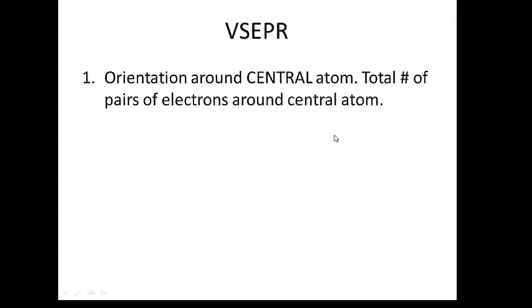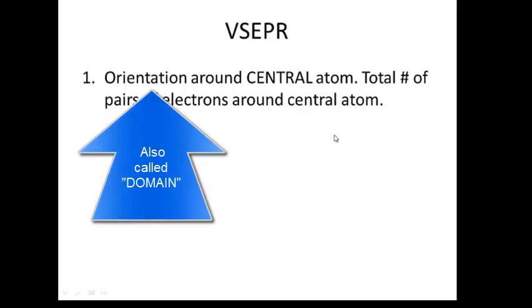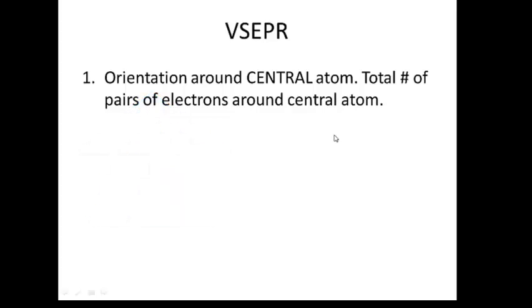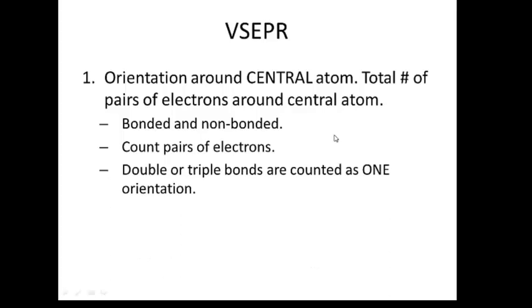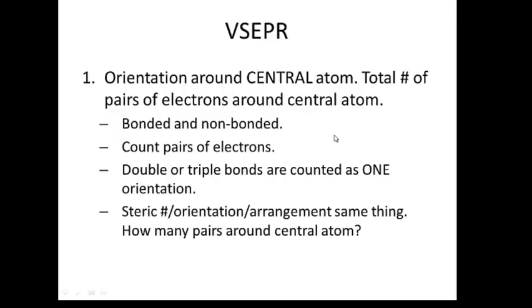Orientation around the central atom is the total number of pairs of electrons around the central atom, and the orientation can be different from the geometric shape. Please remember, orientation is the total number: the bonded pairs and the non-bonded pairs added up. So count the pairs of electrons. Double or triple bonds are counted as one orientation. Steric number, orientation, arrangement, domain, same thing.